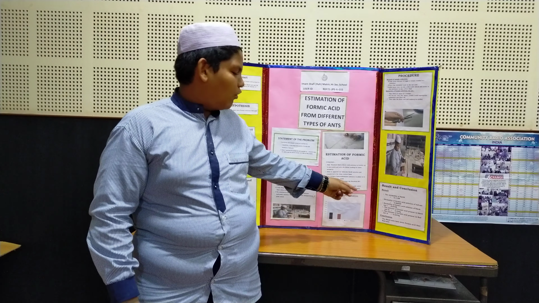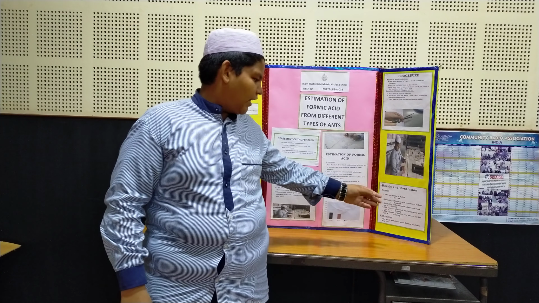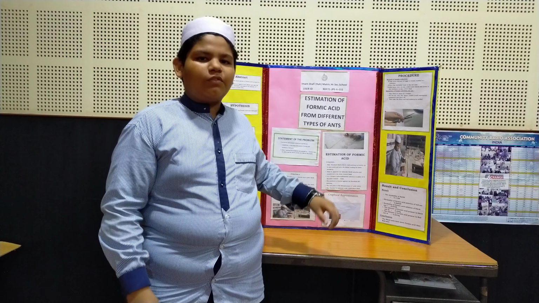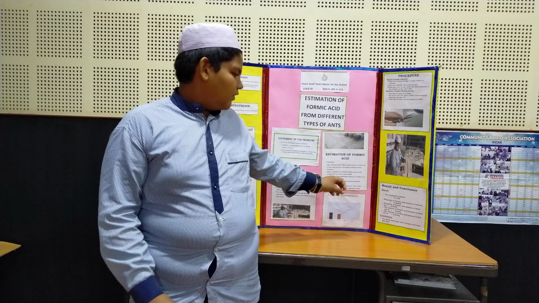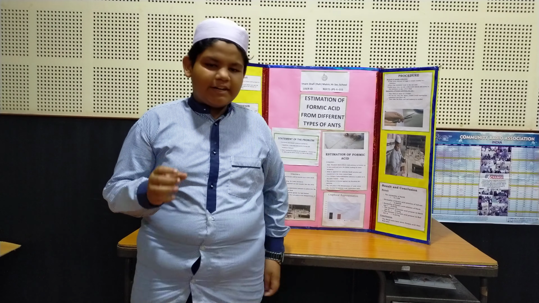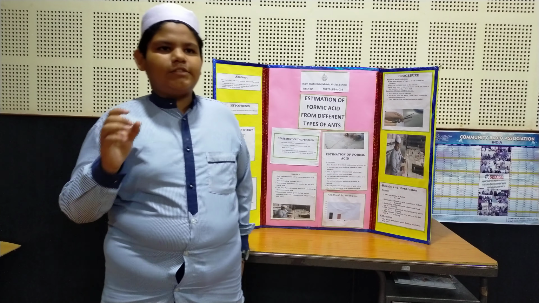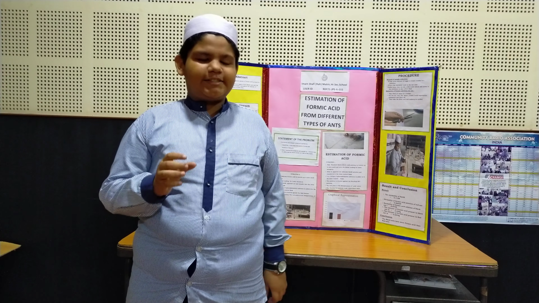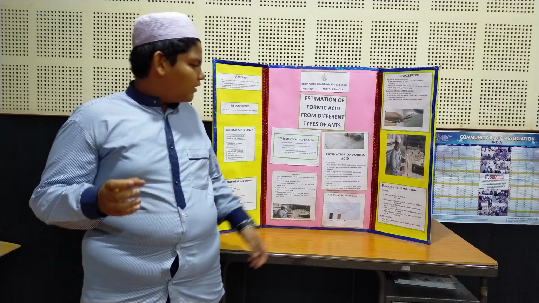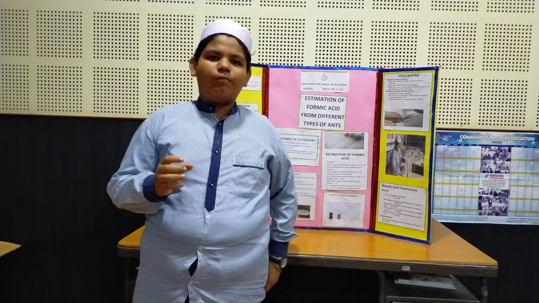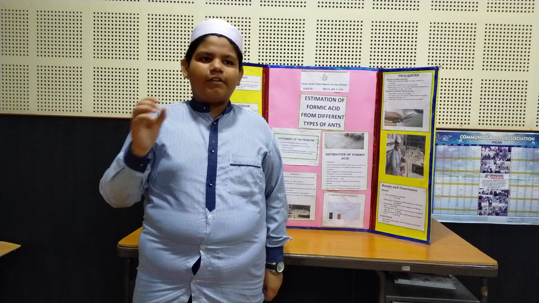The amount of formic acid present in black ant is 0.034 gram. The amount of formic acid present in red ant is 0.0276. Finally, the black ant has more formic acid than the red ant.